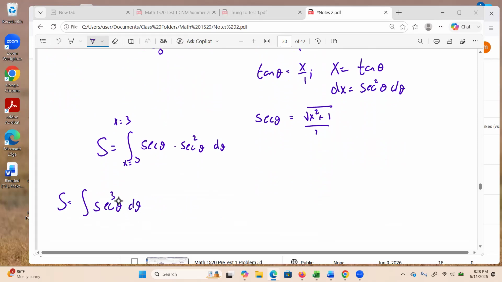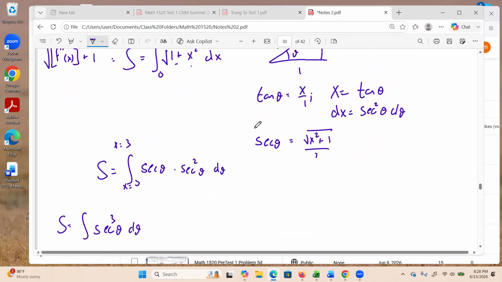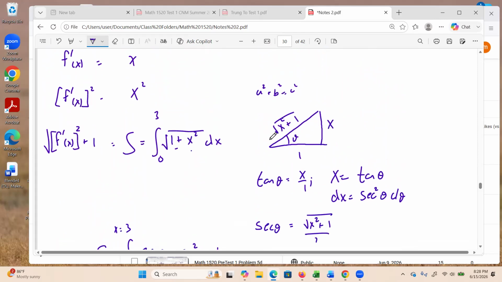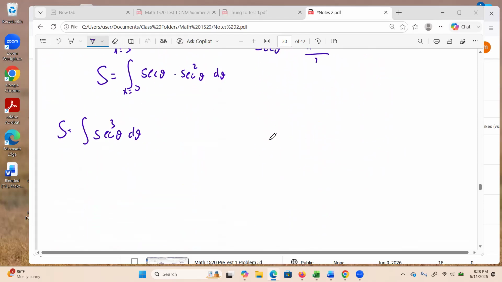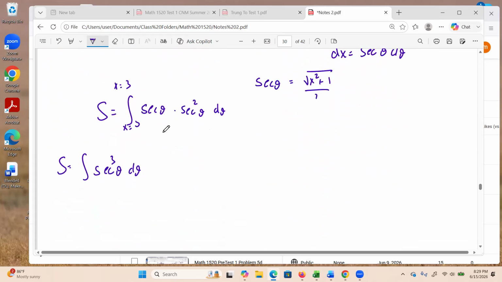I would urge some of you to memorize this one because it shows up so much. Again, we're trying to figure out the arc length of a parabola, and then all of a sudden we come up with secant cubed. What the heck? But it comes up frequently, and as much as people try to avoid it, they just fall into it because it's so ubiquitous. So you have to remember that we're going to integrate this as secant squared theta times secant theta d theta, and that's how we're going to set this up.